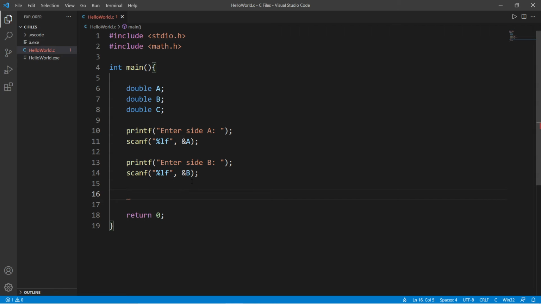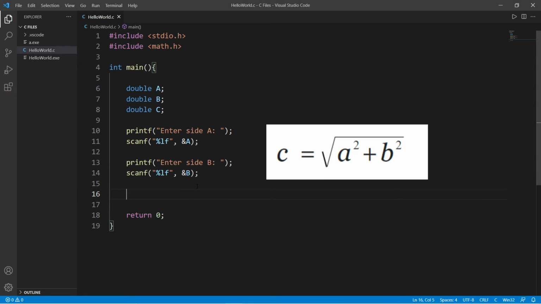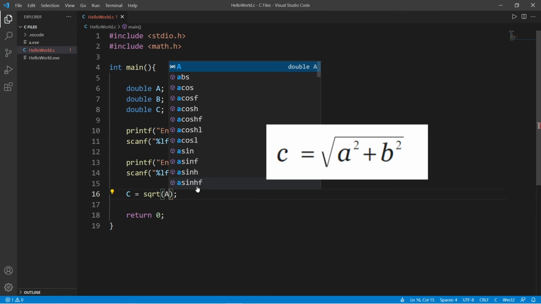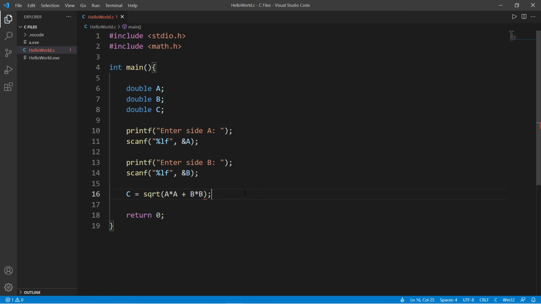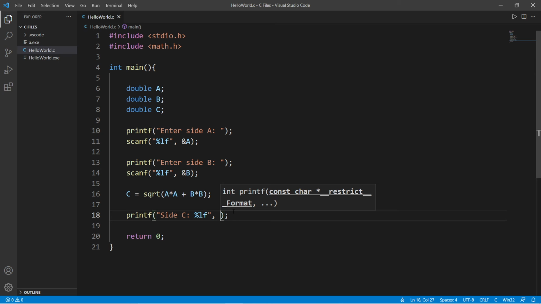The formula to find the hypotenuse of a right triangle is the square root of a squared plus b squared. So we will set c equal to the square root function, and within the parentheses, we will say a times a plus b times b. And then we will display c. Side c. And the format specifier for a double is %lf. And we are displaying c.